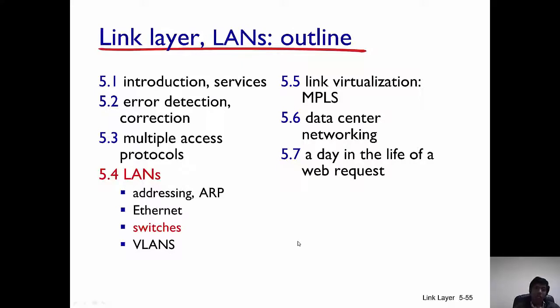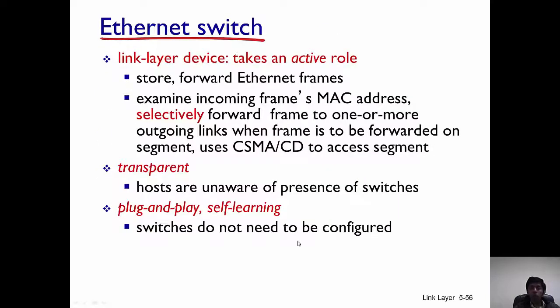Hi everyone. In this lecture we are going to talk about link layer switches. So what's a link layer switch? It's a link layer device and it takes an active role in forwarding and storing Ethernet frames. What a switch does is that it examines an incoming frame's MAC address and then selectively forwards this frame to one or more outgoing links.